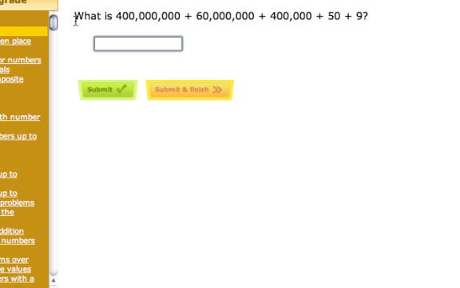This type of question says, what is 400 million plus 60 million plus 400,000 plus 50 plus 9? Okay? Hopefully you recognize that this is expanded form. And you need to write it in standard form. All right? So, we can start right here. The first number we're going to have is a 4.